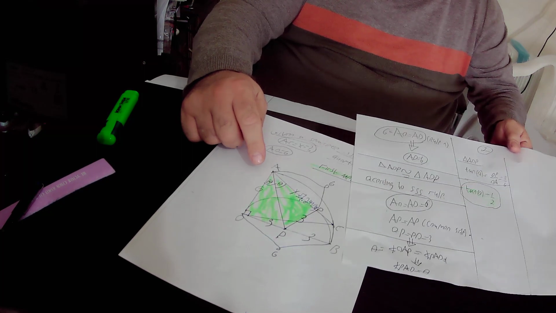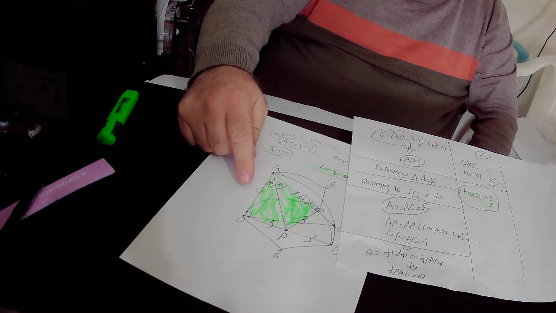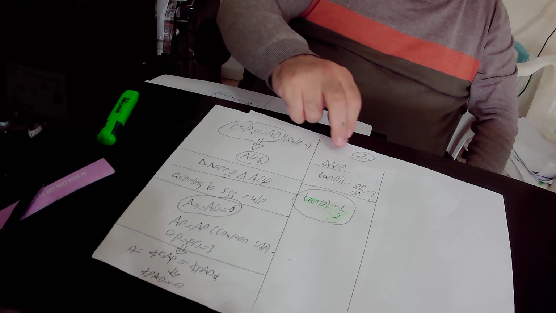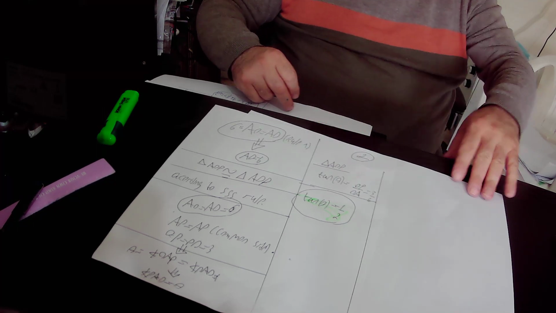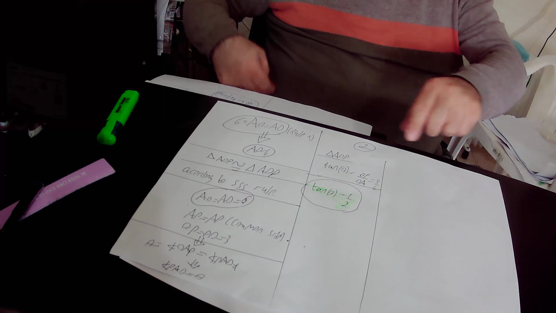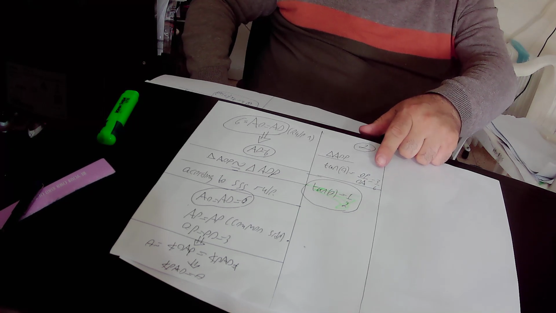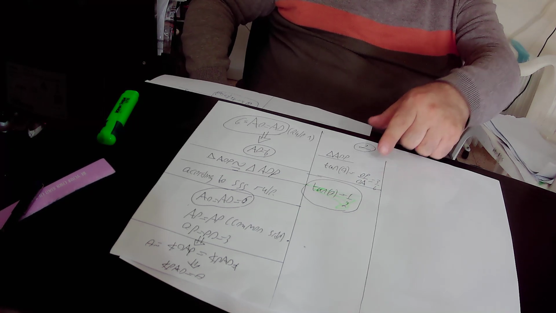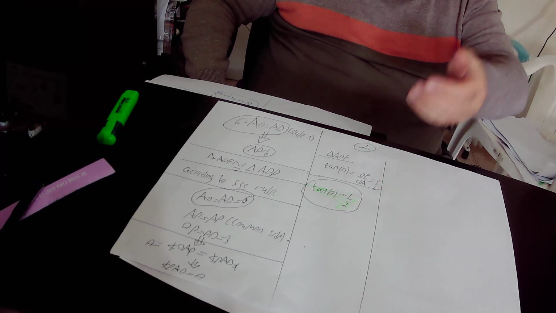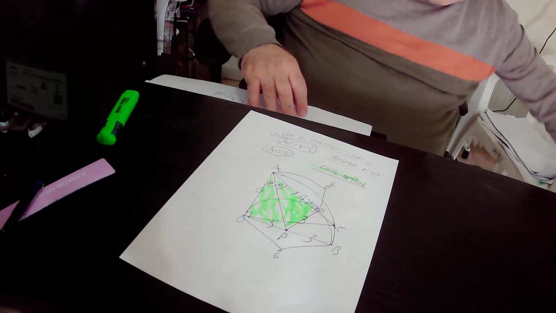Then we focus on the right triangle AOP. In this right triangle AOP, tangent theta equals OP over AO. Here OP equals 3 units, AO equals 6 units. So tangent theta equals 3 over 6. We divide both the numerator and the denominator by 3, and we get 3 over 3 is 1, 6 over 3 is 2. So we found that tangent theta equals 1 half.